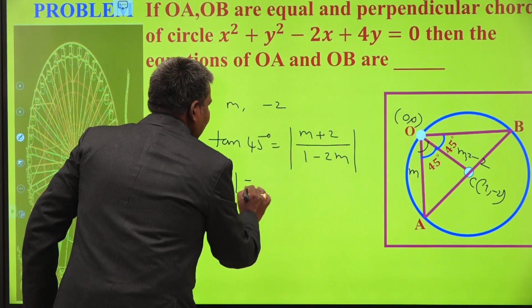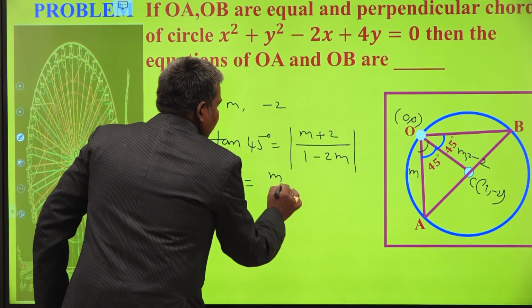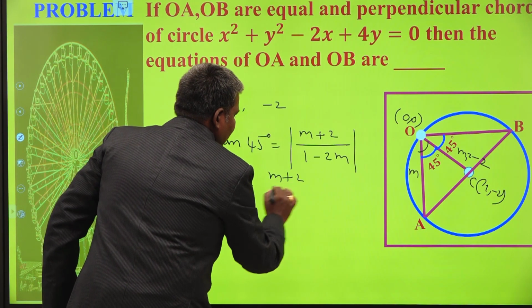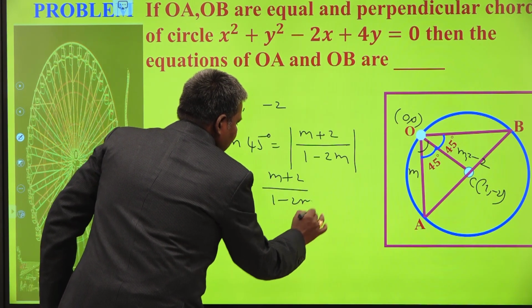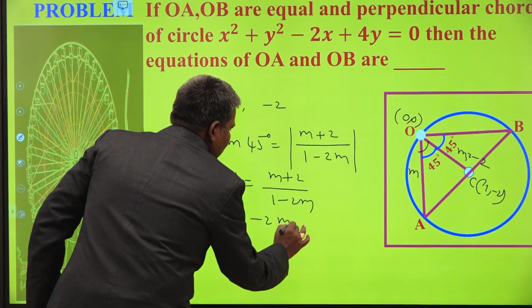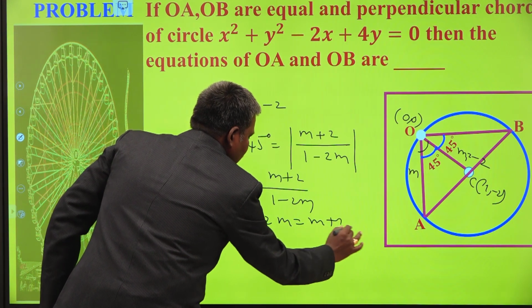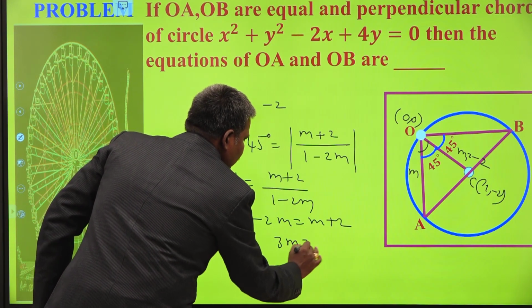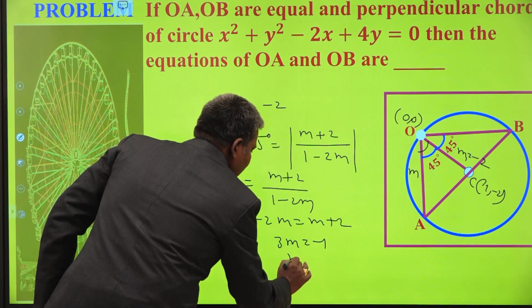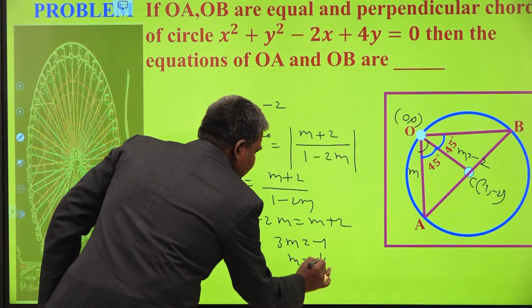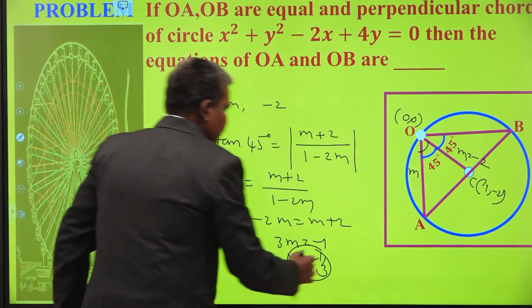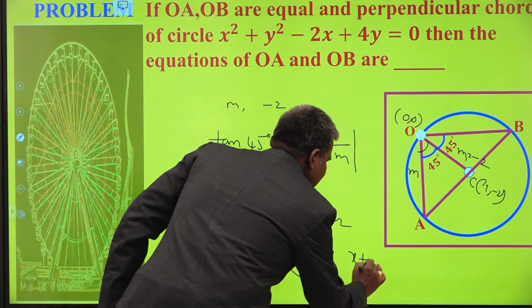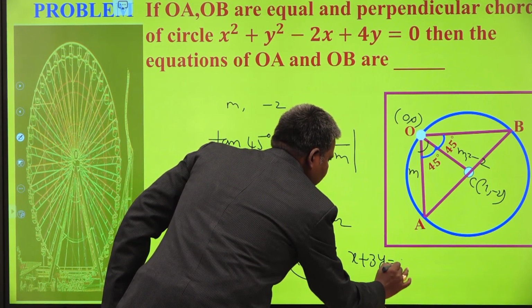What is tan 45? 1 equals, for positive, (m plus 2) by (1 minus 2m). That is 1 minus 2m equals m plus 2. So 3m equals minus 1. So the value of m is what? Minus 1 by 3. The origin is the point. Can you write the line equation or not? x plus 3y equals 0.